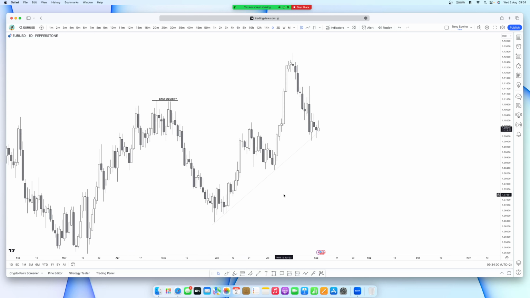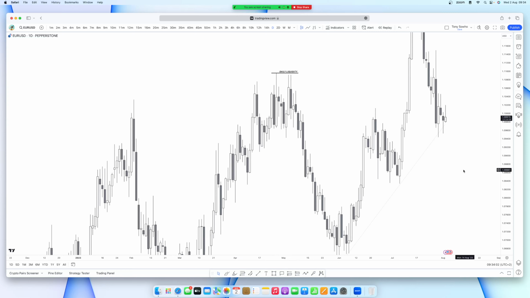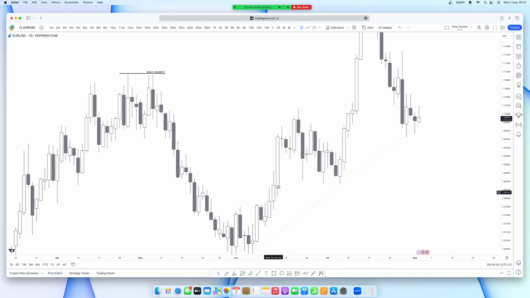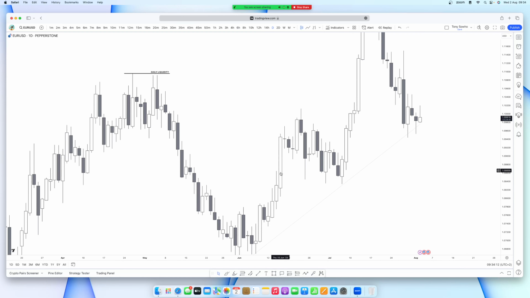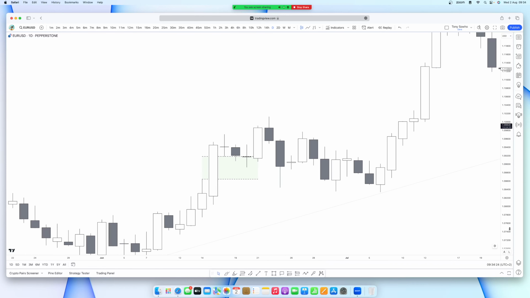Now, if you look at this area, okay, looking at this area now, can you see the imbalance? Can you see the imbalance? Definitely, I can see it. This is the imbalance from here to here. Let me zoom in so you can actually see it.